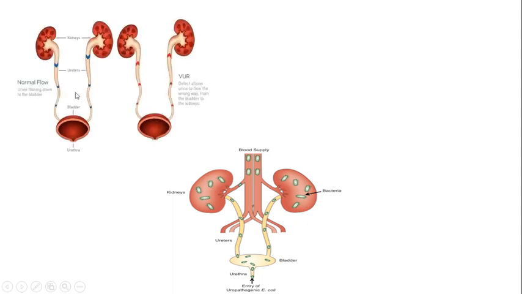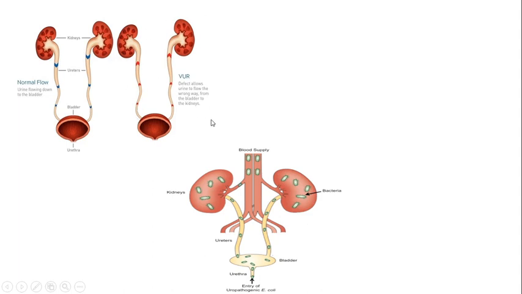Now if you look at this picture, this shows vesicoureteral reflux or vesical reflux. Now this is in a normal person. The urine flows from the kidneys down the ureters up to the urinary bladder. In the urinary bladder, the urine is stored, and once the proper time comes, the urine is excreted through the urethra. So that is in a normal person.